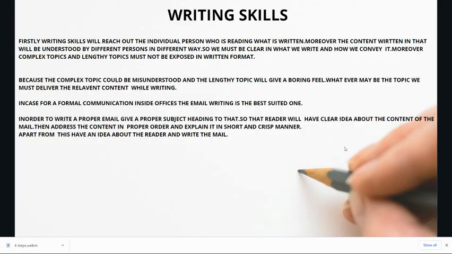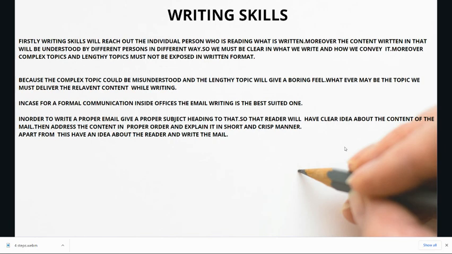Okay. Writing skills. Firstly, writing reaches the individual person who is reading what is written. Moreover, the content written will be understood by different people in different ways. So we must be clear in what we write and how we convey it. Moreover, complex topics and lengthy topics must never be presented in written format. The better one will be the speaking format. If we speak lively and teach lively, it will be easy for them.